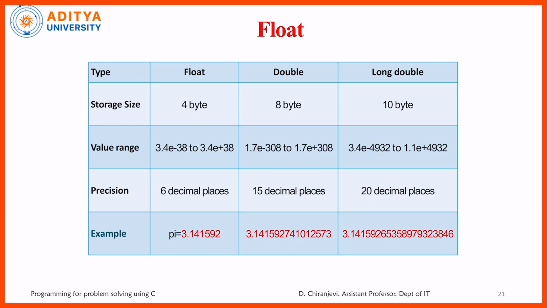And the size of float is 4 bytes, double is 8 bytes, long double is 10 bytes. And you can see the range values here. The decimal precision of float is 6 decimal places, double is 15 decimal places, and long double is 20 decimal places. And you can check out the respective examples.